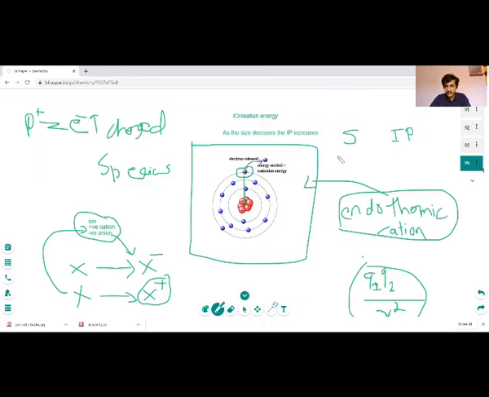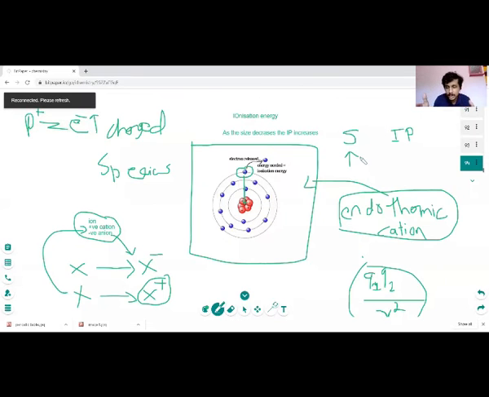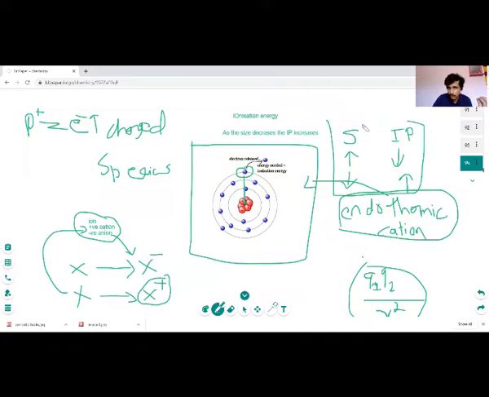Listen carefully, it's just a revision. As the size increases, the distance between the nucleus and the outermost electron increases. Hence, electrostatic attraction decreases. You need less energy to remove the electron. So, ionization potential decreases. But as the size decreases, the electron is coming closer and closer, or the electron is much nearer to the nucleus. Hence, you have to spend more energy, and hence, ionization potential increases. This is one important concept you have to remember. Once you remove the electron, the ion you obtain is known as a cation.